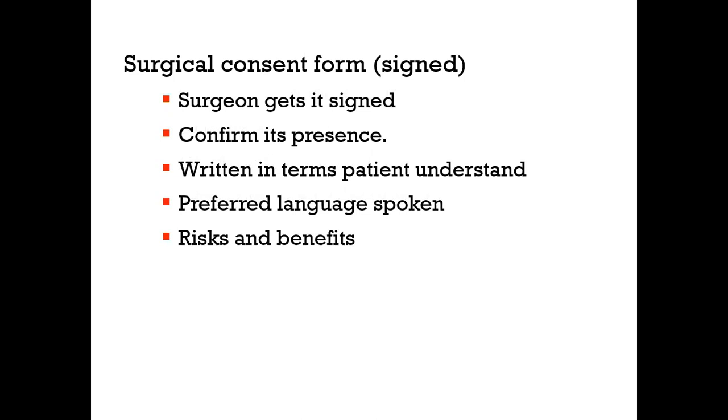Moving on to our surgical consent. It is very important to know that the surgeon is the one who gets the consent. The nurse verifies or witnesses the consent. All consents need to be written in terms that the patient will understand. They all need to be done in the language that's spoken by the patient, and they all need to explain the risks and benefits of the surgery. Very often, most surgeons will just write that the risk is death, and the benefit would be restoring function. They don't get too technical with that stuff.